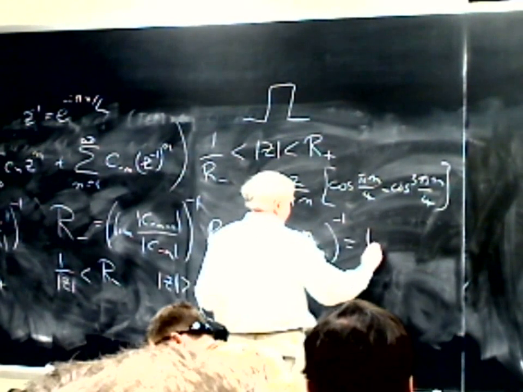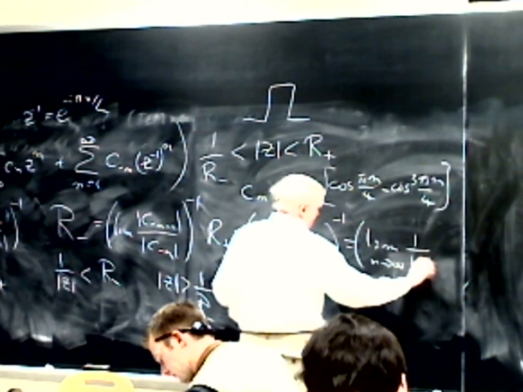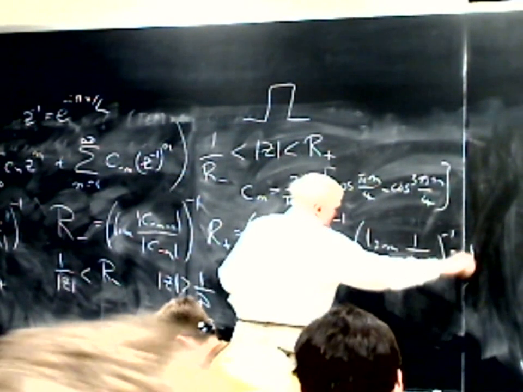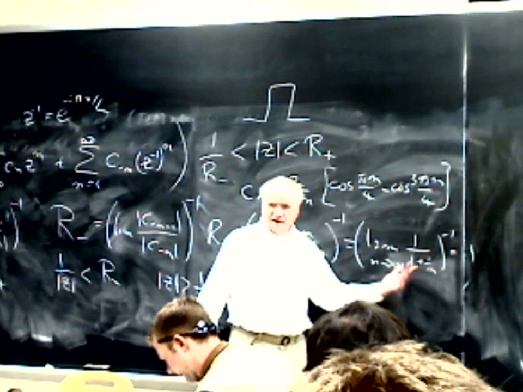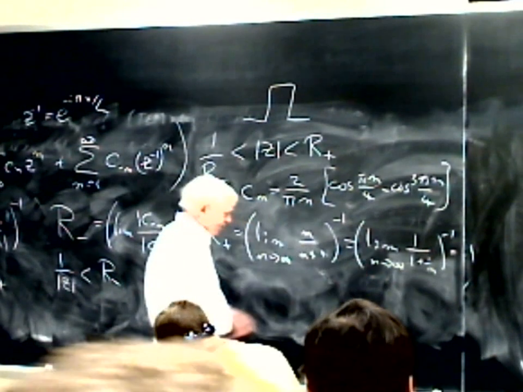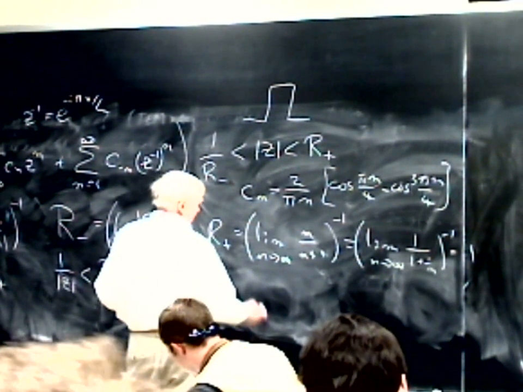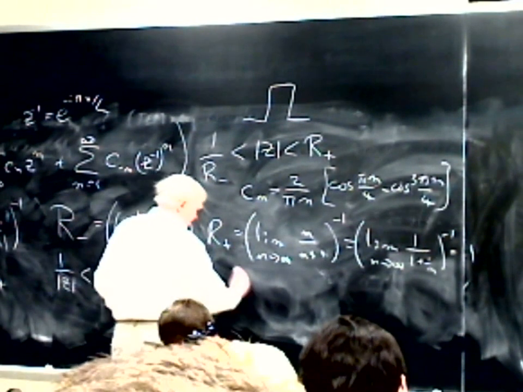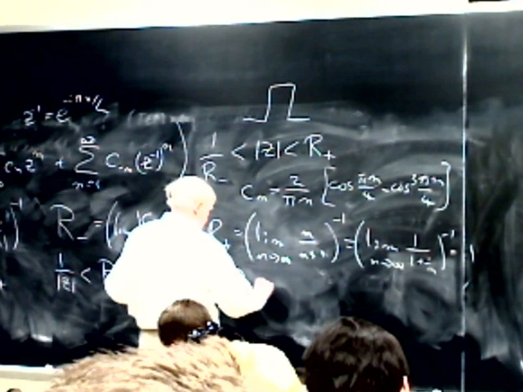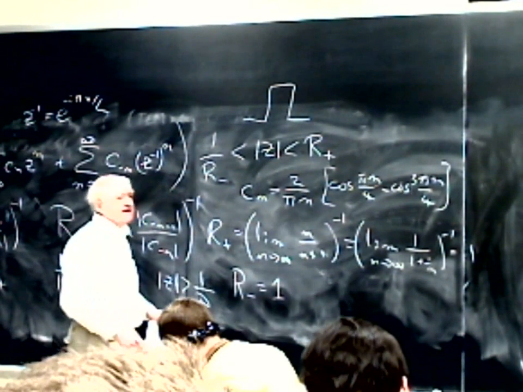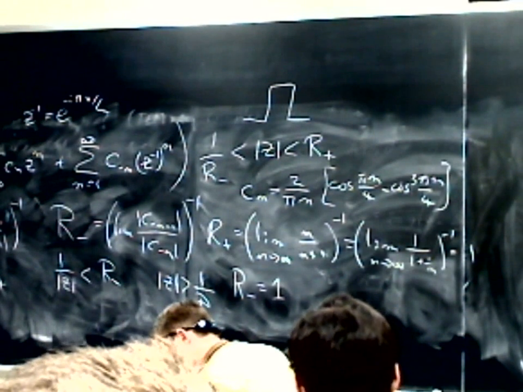Well, this is clearly the limit as n goes to infinity of 1 over 1 plus 1 over n, and that's just 1, because the limit of 1 over 1 plus 1 over n is 1, and 1 over 1 is 1. R minus is similarly just the same thing, but with a minus sign. So R minus is also 1. So we don't have any absolute and uniform convergence for the Fourier series in this case.